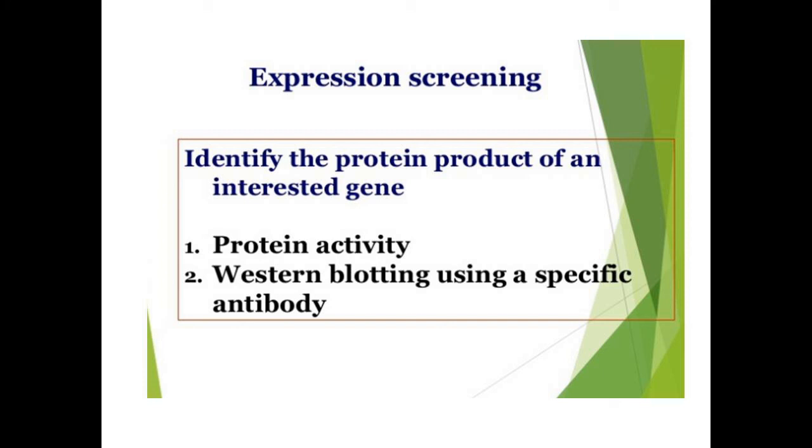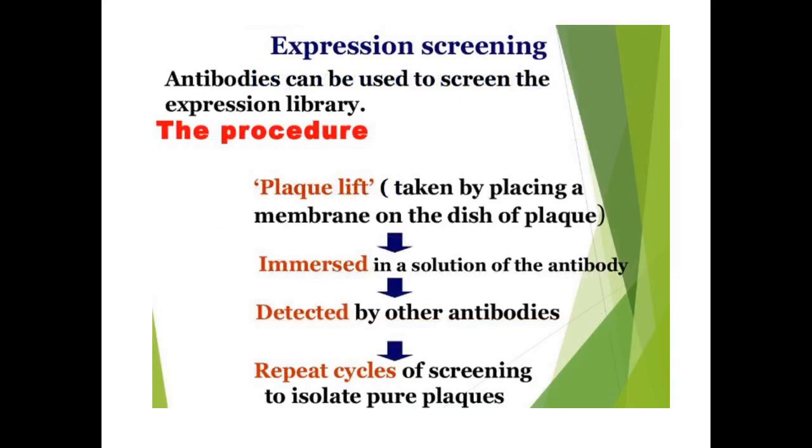Coming to expression screening, we can also identify the protein product of a gene of interest by going for either the protein activity of this product, or by Western blotting using the specific antibody.